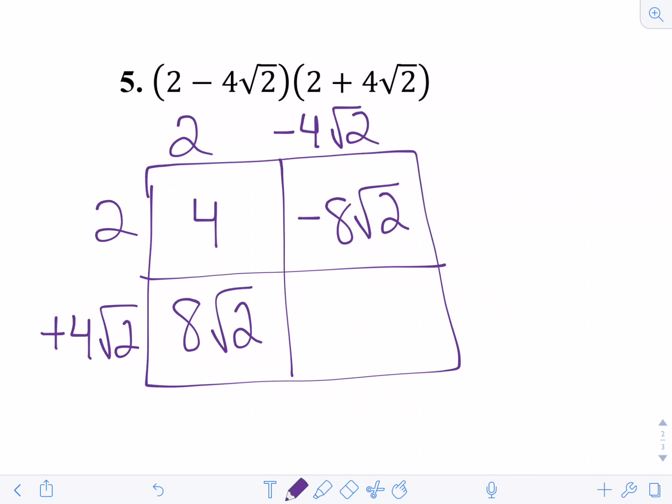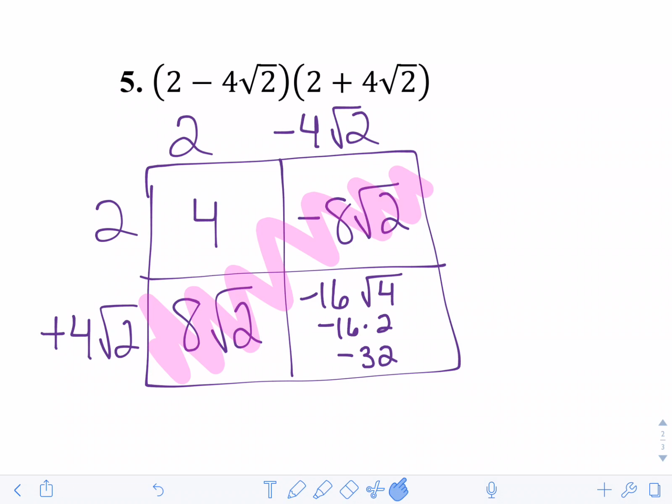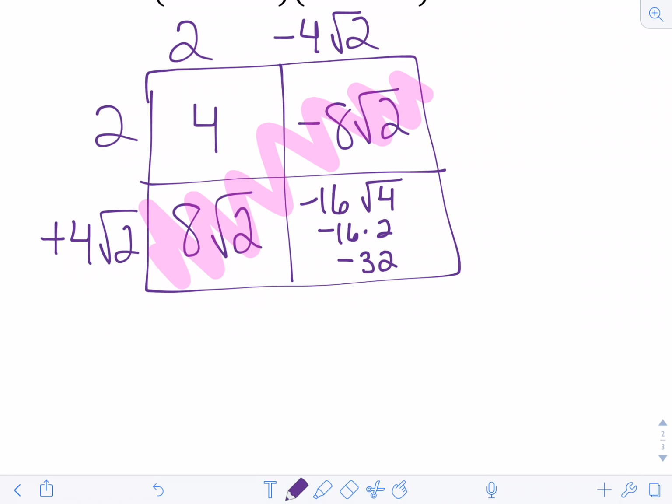And then here for this last one, you have 4 times negative 4 is a negative 16. And then you have in the square root 2 times 2, which is 4. Well, the square root of 4 is 2, so negative 16 times 2 is negative 32. Again, you only combine what you have right here in your diagonal. And the only thing that you do have is 8 square roots of 2 and a negative 8 square roots of 2. Same thing, one's positive, one's negative, they cancel each other out. So you just have 4 minus 32, and that is negative 28.